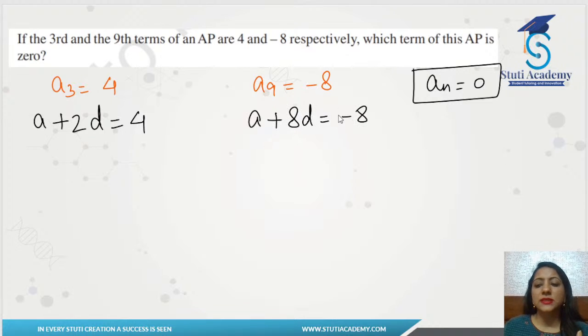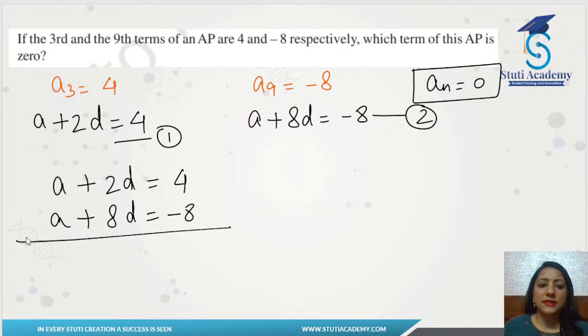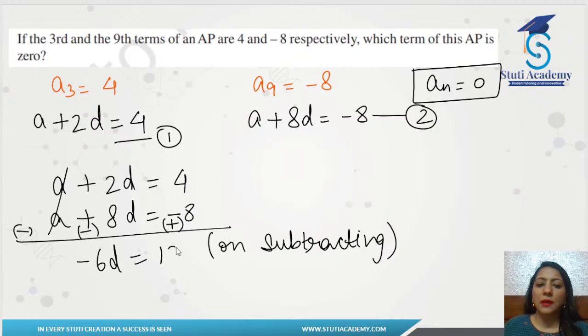Now, in the same way as we did in the last two questions, we are going to solve for A and D first. Let's name these as equation 1 and equation 2. We have A plus 2D is equal to 4 and A plus 8D is equal to minus 8. We can subtract these two so that we get rid of A. When we subtract, we reverse the signs. A minus A will become 0. 2D minus 8D will become minus 6D. 4 plus 8 will become 12, and D is minus 2.